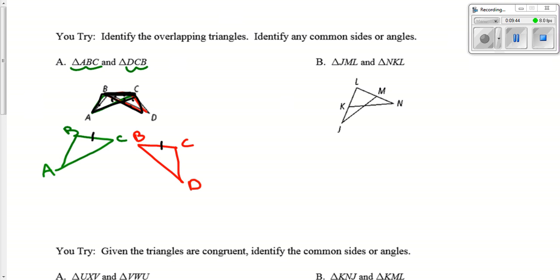All right, so just go ahead, pause the video. That's all you're going to do for the next three examples. Separate them, draw them, decide if you have any common sides or angles based upon how they lie. All right, go ahead and pause.